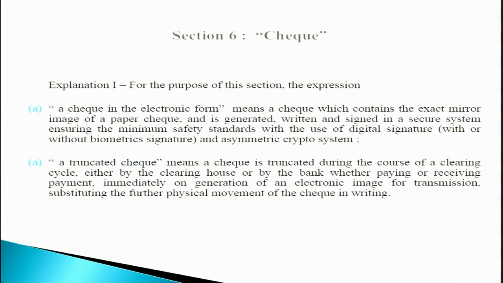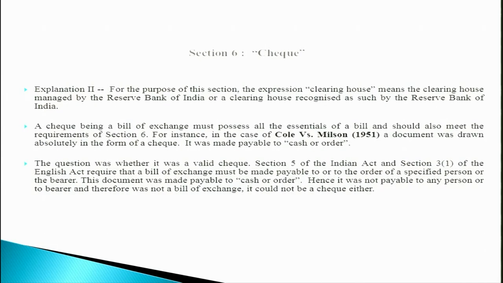And the second type of check is a truncated check, truncated during the course of a clearing cycle, either by the clearing house or by the bank, whether paying or receiving payment, immediately on generation of an electronic image for transmission, substituting the further physical movement of the check in writing. And for the purpose of this section, what is the clearing house? It means the clearing house managed by the RBI or the clearing house recognized by the RBI.